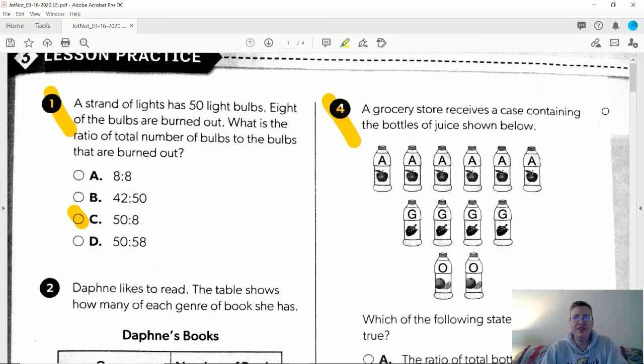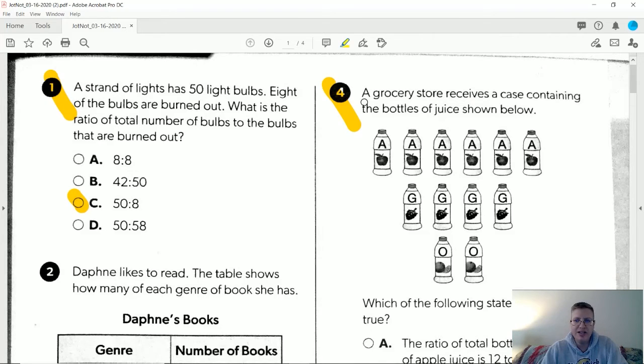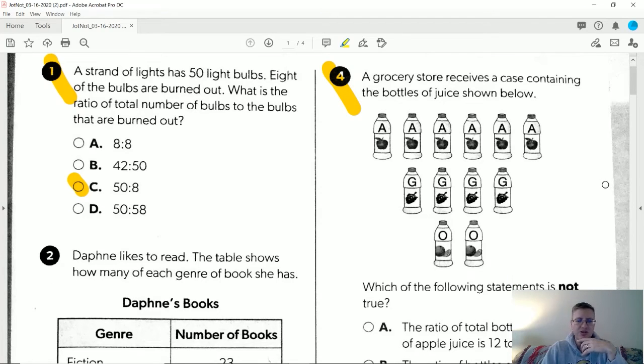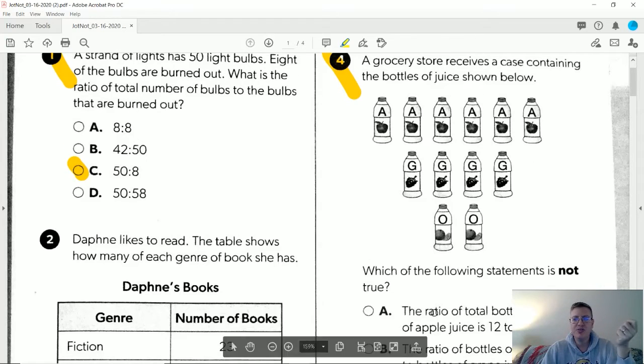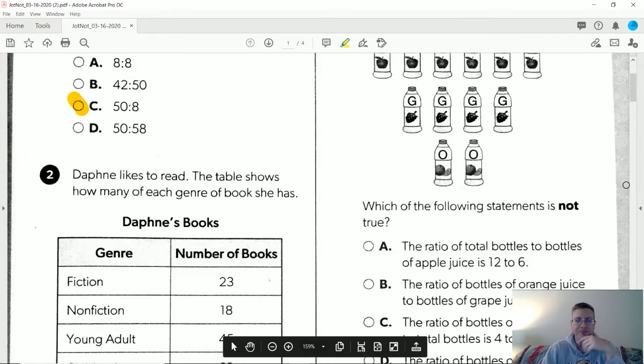To accommodate not having to scroll up and down the screen as many times, I'm going to jump to number 4 and then I'm going to work my way to the bottom of the page. So a grocery store receives a case containing the bottles of juice shown below. I have 6 bottles of apple juice, 4 bottles of grape juice, and 2 bottles of orange juice. So I have 12 total bottles of juice. Which statement is not true? So the ratio of total bottles to bottles of apple juice is 12:6. That one is true, so we are not going to pick that.